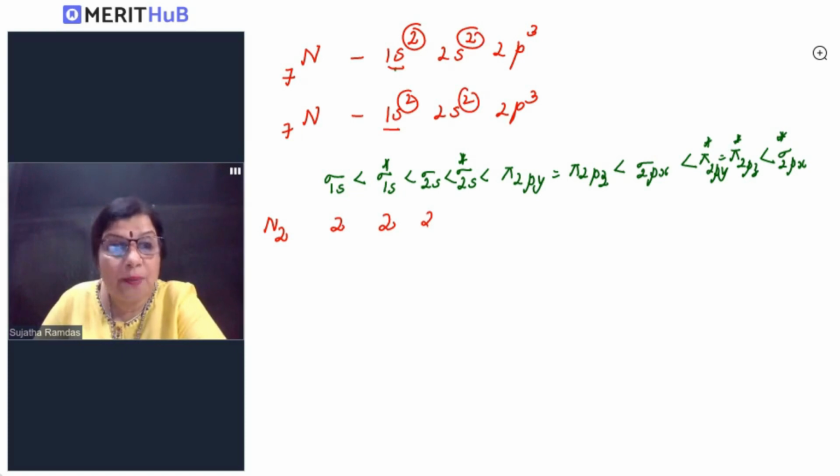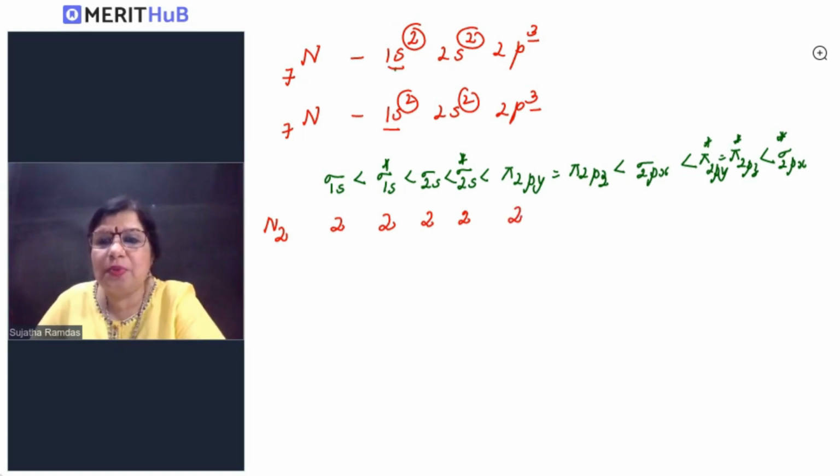So 2 will be accommodated in the bonding 2s and 2 in the anti-bonding 2s. Okay. Now you look at the p electrons. There are totally 6 electrons. So how do we fill up the 6 electrons in the various molecular orbitals?